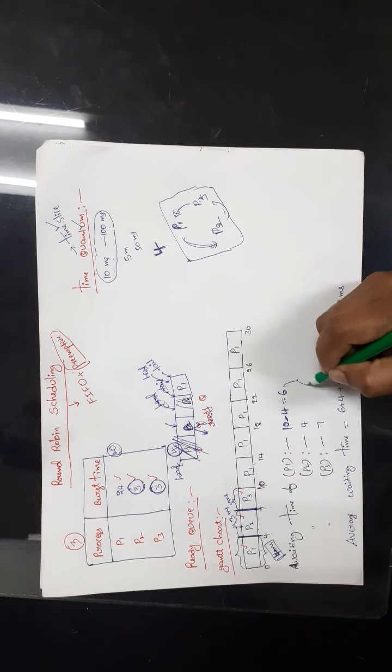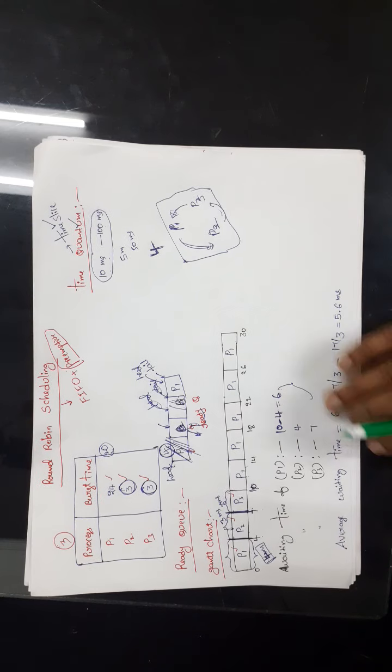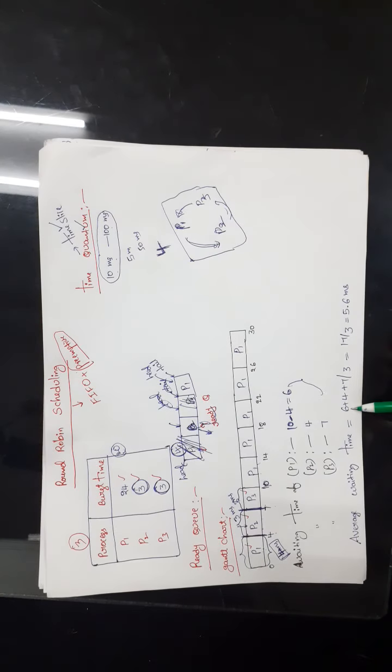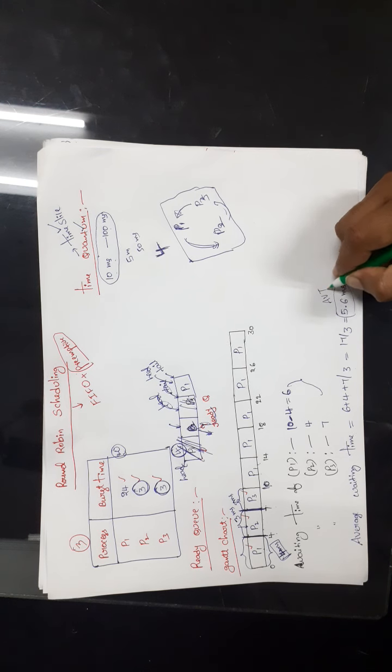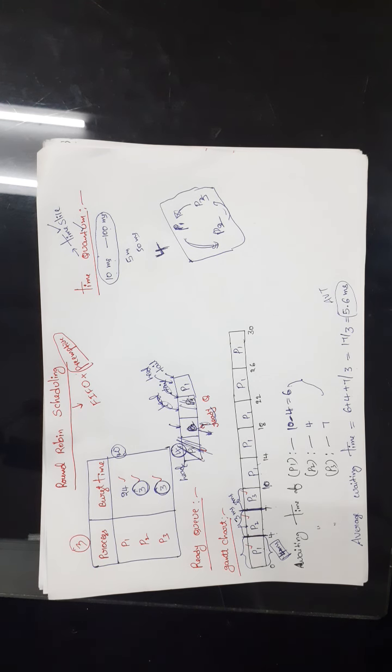So what is the average time? 6 plus 4 plus 7. Okay. So what is the average time? 6 plus 4 plus 7 by 3. That means 17 by 3. That is equal to 5.6 milliseconds, which is the average waiting time. Okay. This is the average waiting time.